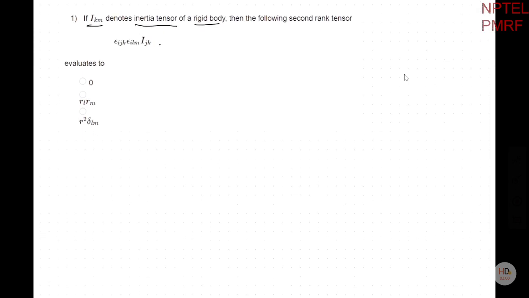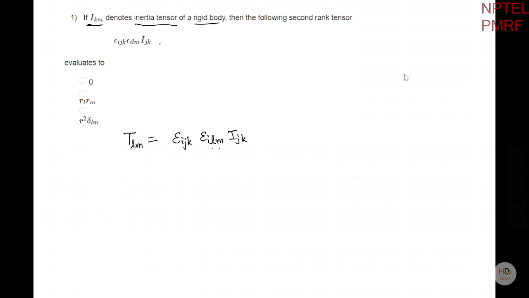Okay, so the given tensor is epsilon_ijk, epsilon_ilm, I_jk. First of all, we should identify the free indices. So i is not free because it is being summed over. j is also repeating, k is also repeating. So only l and m are free. So whatever this tensor is, it has two indices, a second rank tensor. Right, so this is some T_lm.